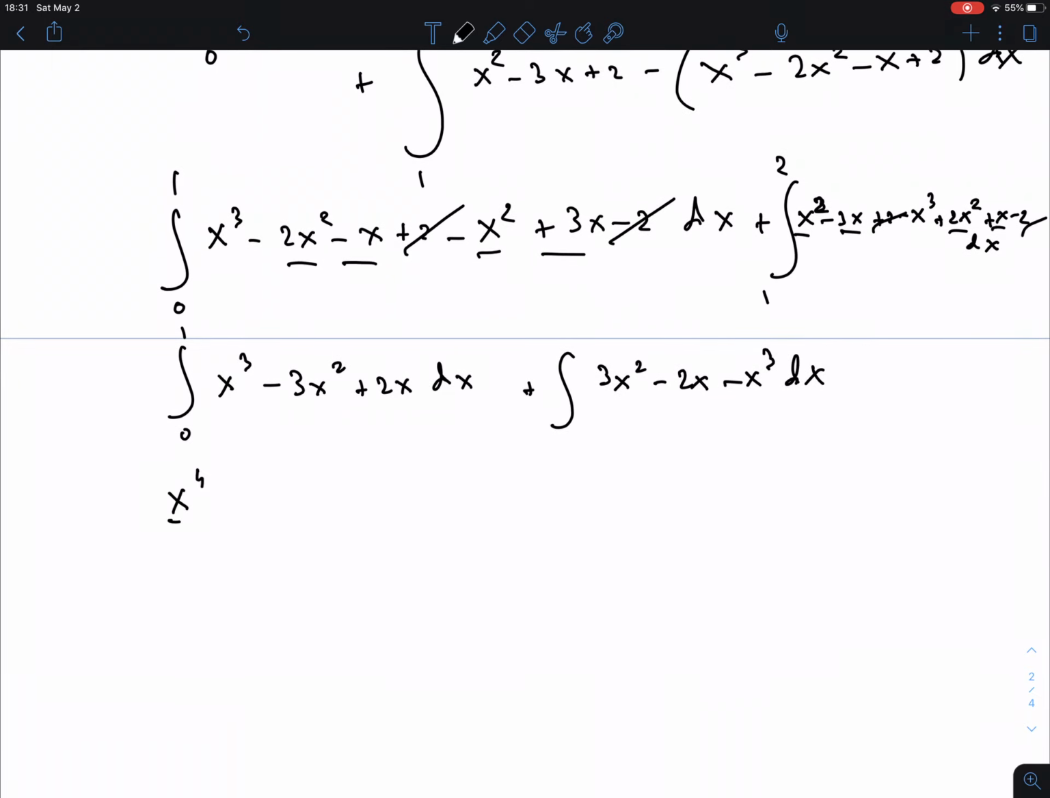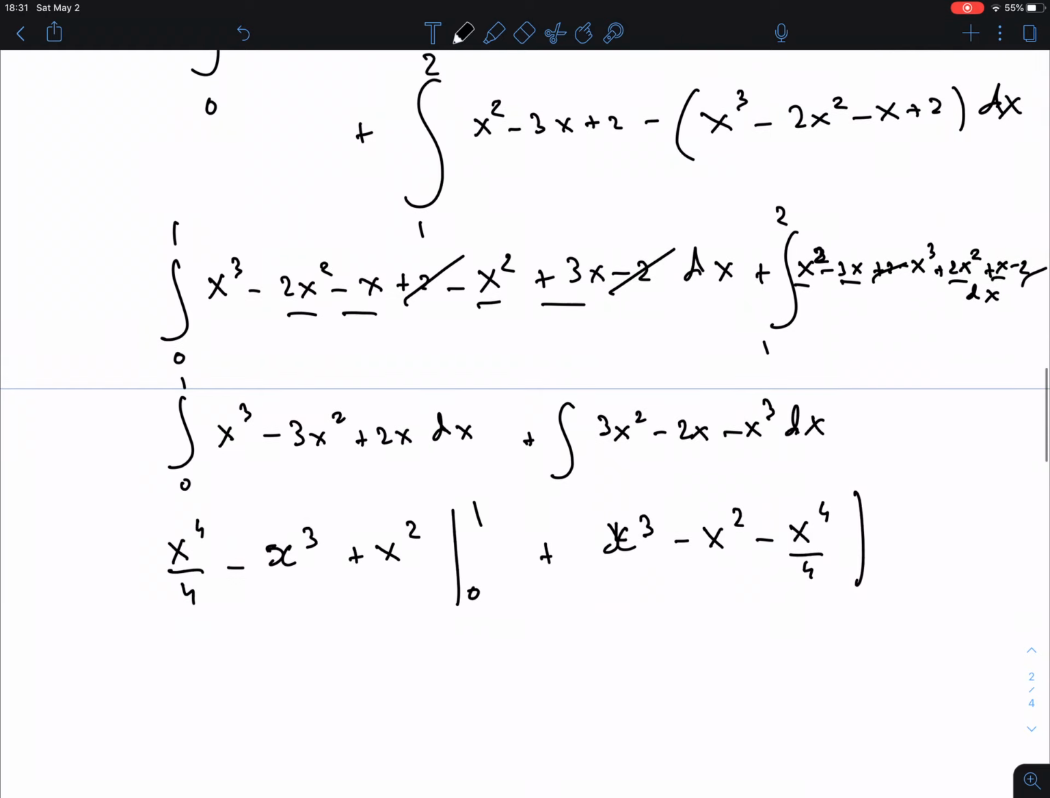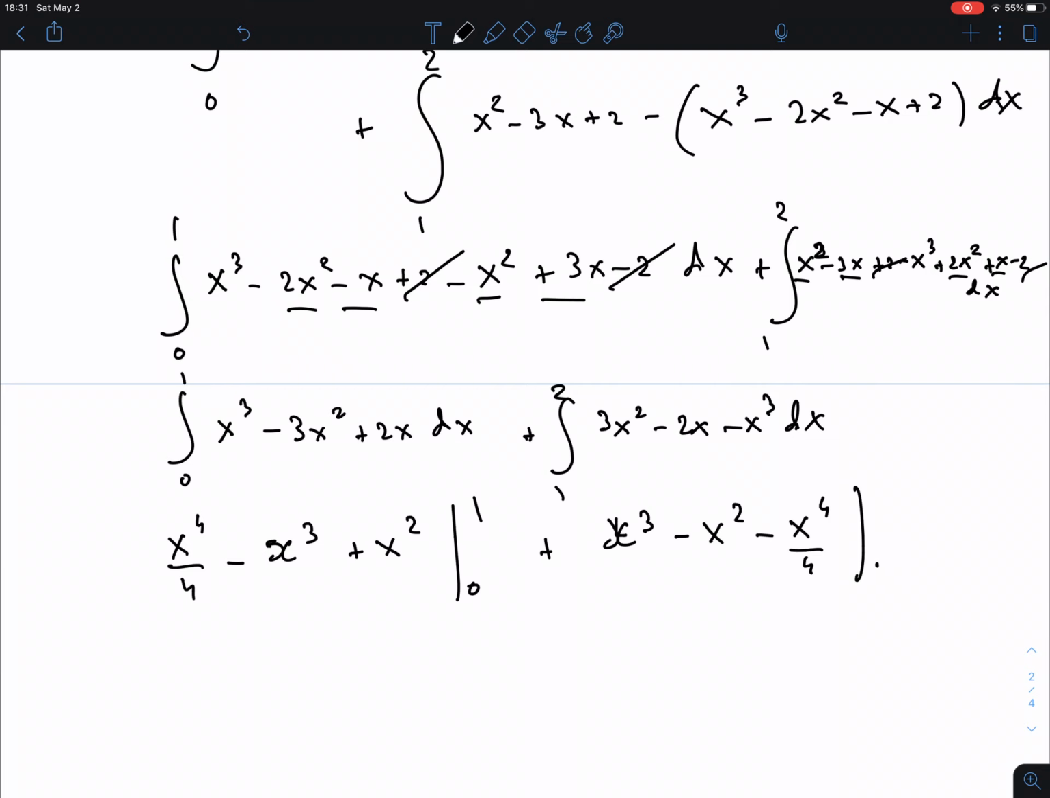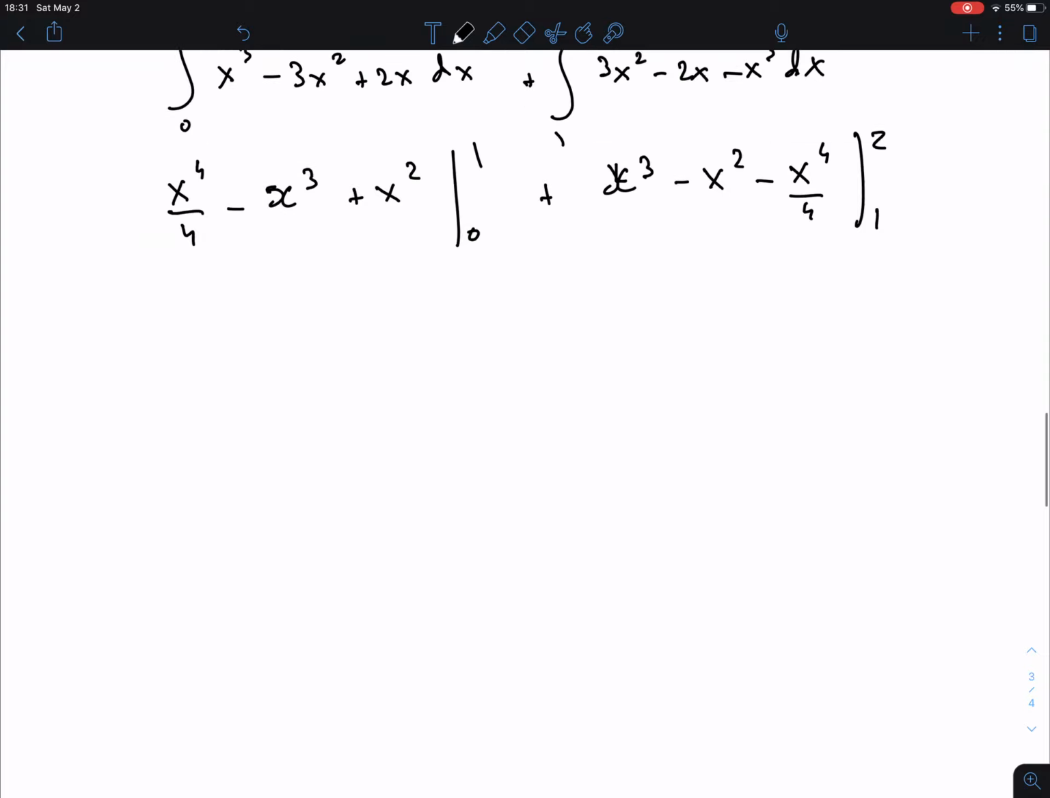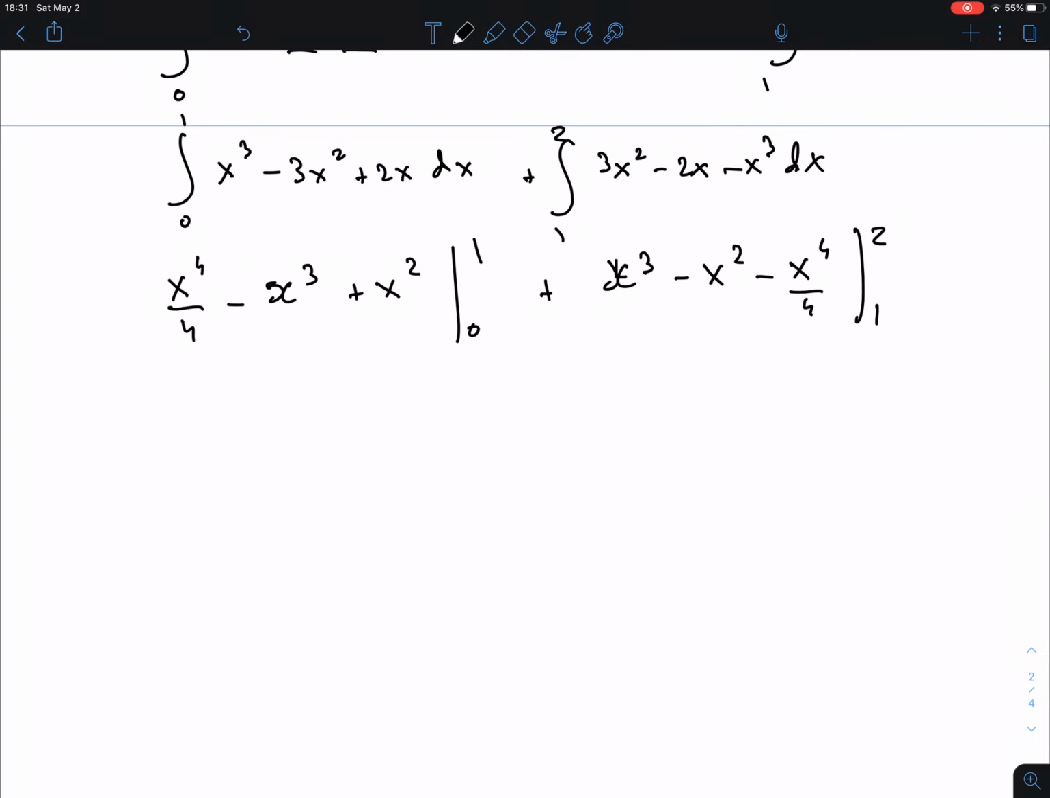Okay, so we get x to the 4th over 4 minus x cubed plus x squared between 0 and 1, plus, and now we have the same thing, x cubed minus x squared minus x to the 4th over 4 between, where are we? Oh, I forgot to write my endpoints here, 1 and 2, right? Double checking, was it 1 and 2, where were my endpoints? Yep, okay. And then you plug in. You have to do this step, you don't have to simplify anymore, but you have to show me that you know how you plug these things in.